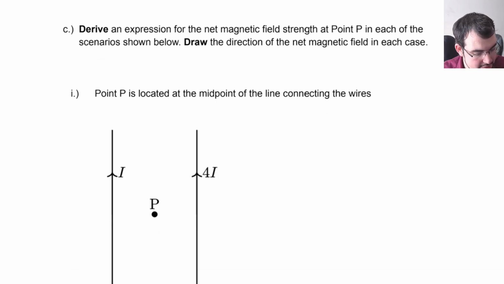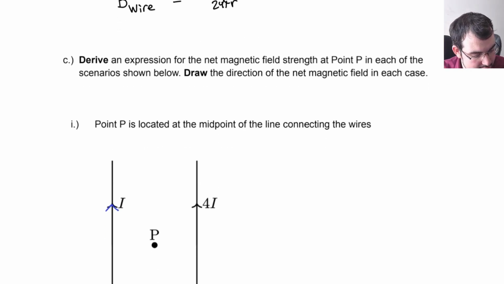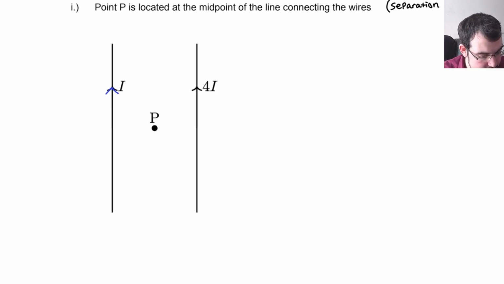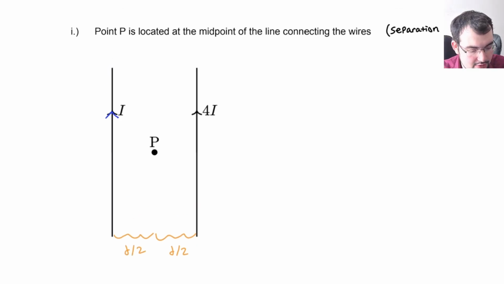All right, let's get some net B fields here. So we have a couple of different scenarios. First, we want the net field at the midpoint of the line connecting the wires. I should say the separation of the wires is D. What that means is that point P is going to be a distance D over 2 from each of these wires. So we can just look at what the field direction is doing.